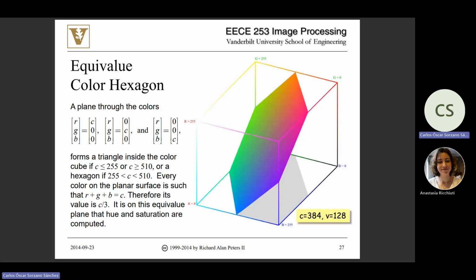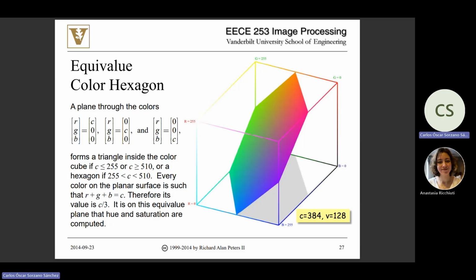The 255 is easy to see why. And the 510 is a little bit more complicated, but it is two times 255. And if you are beyond 510, then again you are cutting with a plane, so your intersection with the color cube will be a triangle.